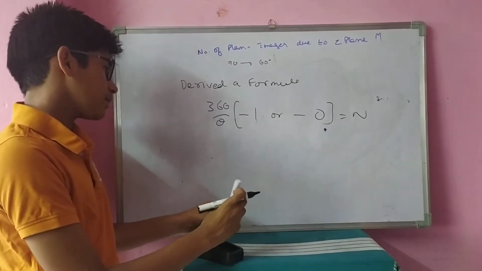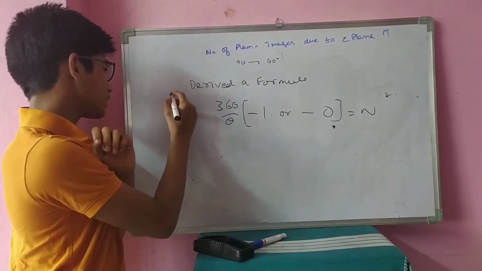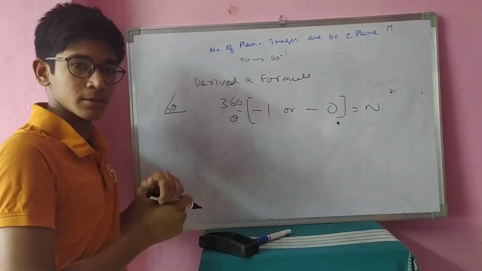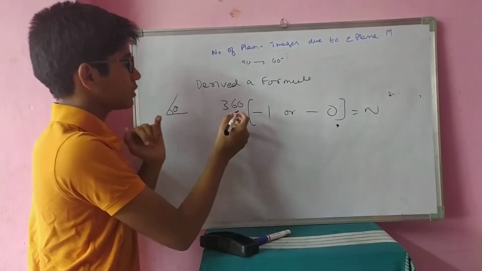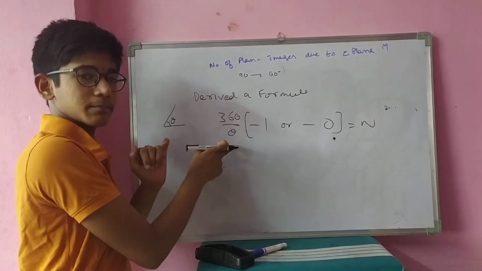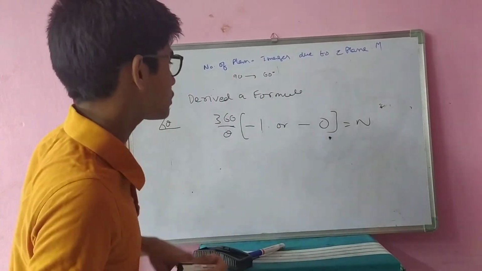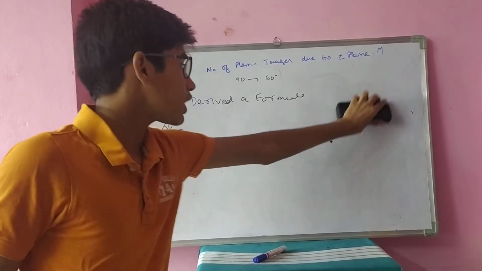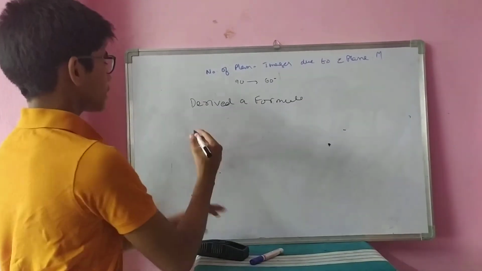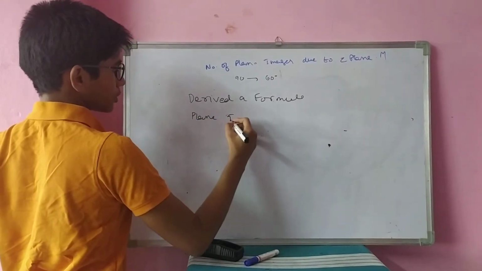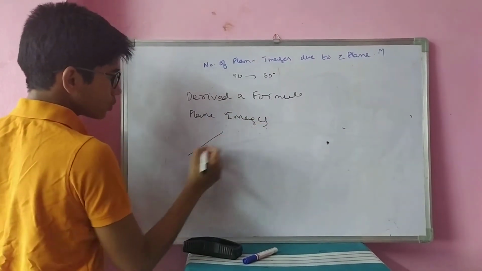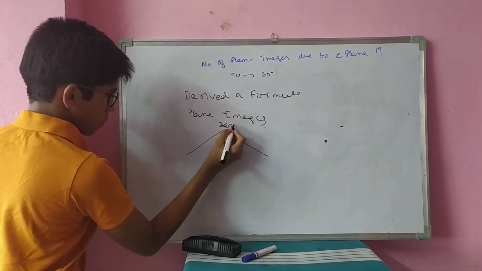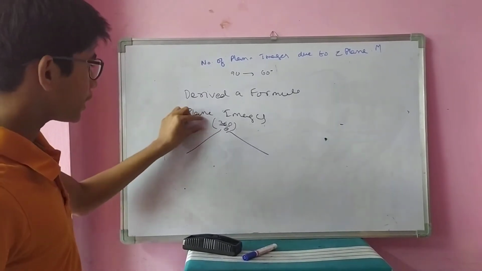If the angle between the plane mirrors is represented by theta, this is the angle between the plane mirrors, and we take 360 by this angle. What is this minus 1 or minus 0? There are two cases in plane image formation. First we have to find 360 by theta.